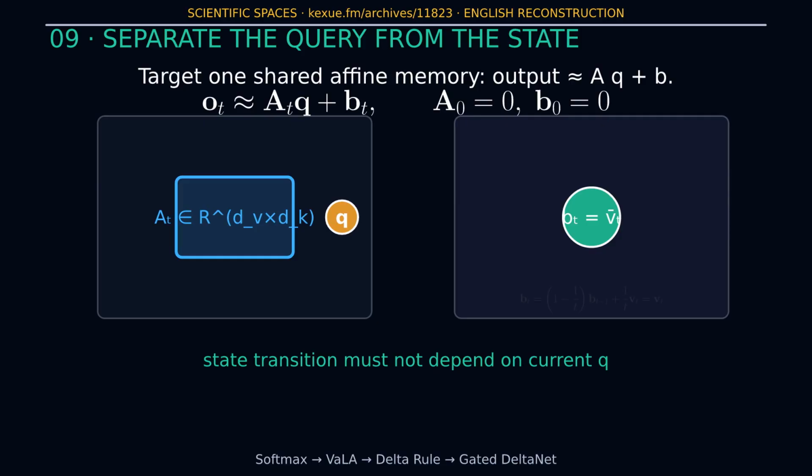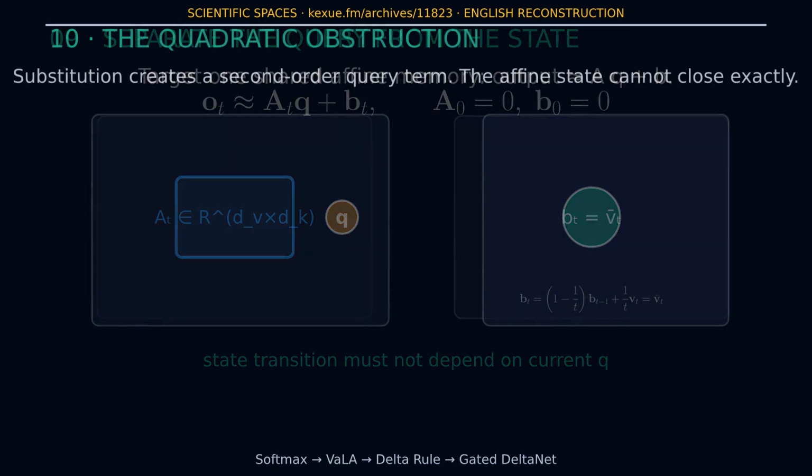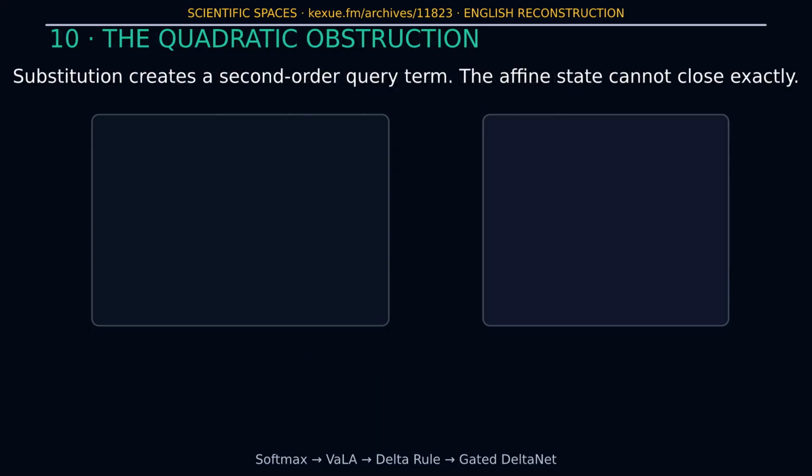The constant part gives a simple moving average, so b_t becomes the mean value. The matrix part is where the derivation becomes interesting. The residual still contains A_{t-1} times q. The residual is v_t minus b_{t-1} minus A_{t-1} q. Multiply that residual by the centered key transpose and then by q.